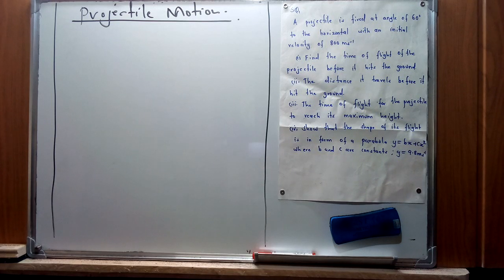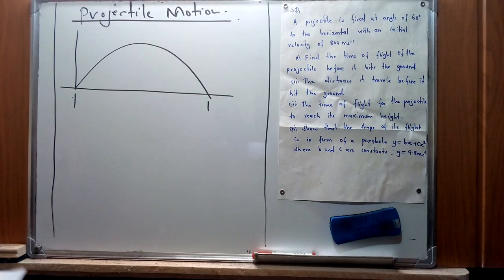A projectile is fired at an angle of 60 degrees to the horizontal with an initial velocity of 800 meters per second. Roman 1, find the time of flight of the projectile before it hits the ground. 2, the distance it travels before it hits the ground. 3, the time of flight for the projectile to reach the maximum height. And lastly, show that the shape of the flight is in the form of a parabola, y equals bx plus cx squared, where b and c are constants. g has been given as 9.8 meters per second squared.